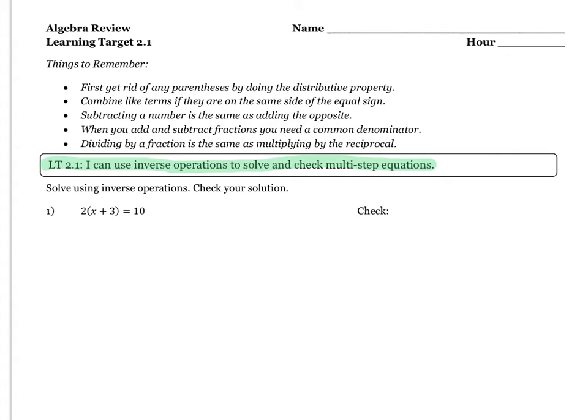When I take a look at number 1, right away I see a set of parentheses. What you want to do first is get rid of the parentheses by using the distributive property. So I'm going to take my 2 and multiply it by each term in the quantity. 2 times x is 2x, 2 times 3 is a positive 6, equals 10. Okay, so we simplified there.